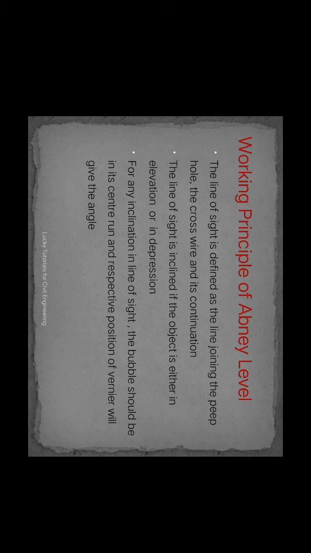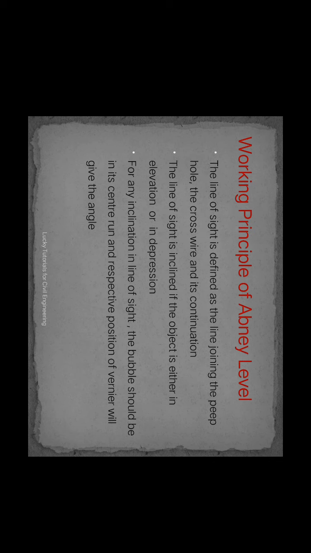The line of sight is defined as the line joining the peephole, the crosswire and its continuation. Generally you will be having some definitions in the dumpy auto level: line of sight and line of collimation, axis of sight and axis of bubble, like that you will be having. Here also the line of sight is defined as the line joining the peephole, the crosswire and its continuation.